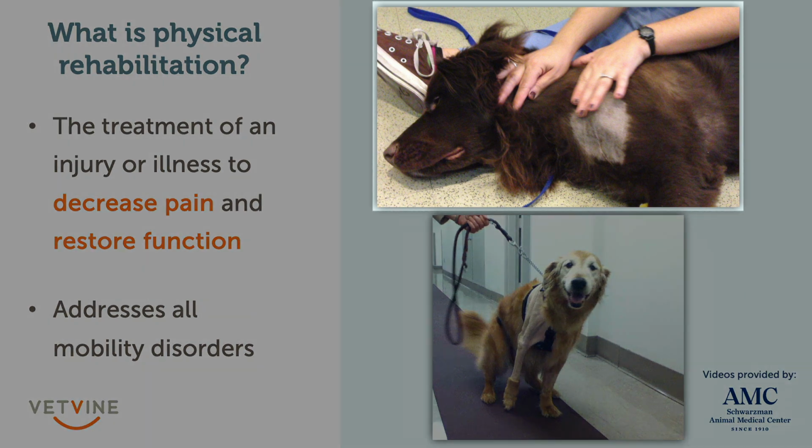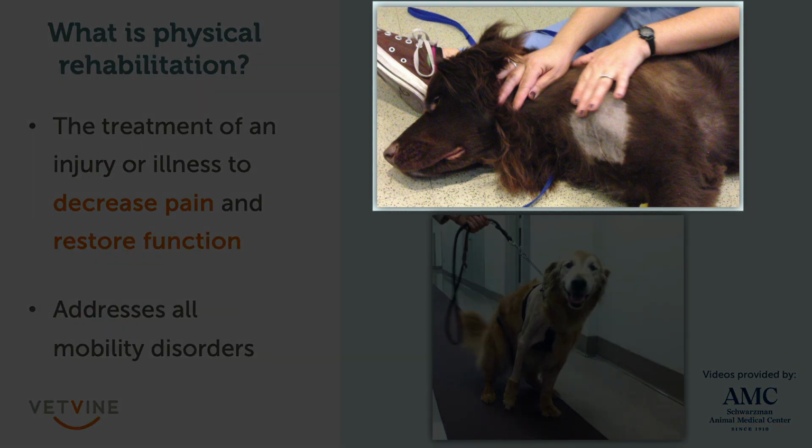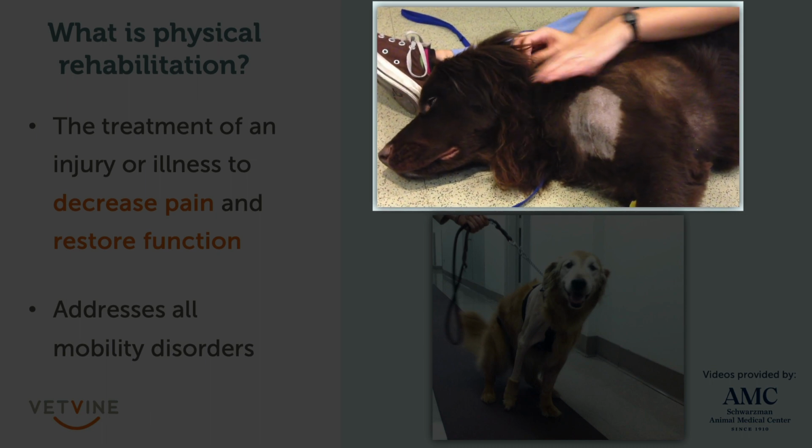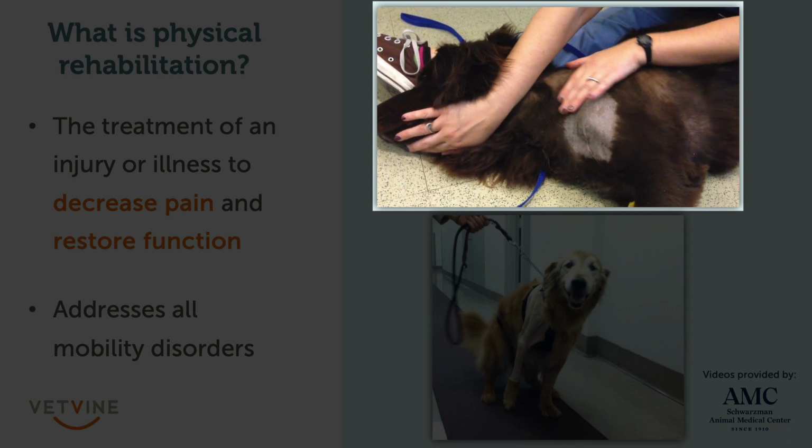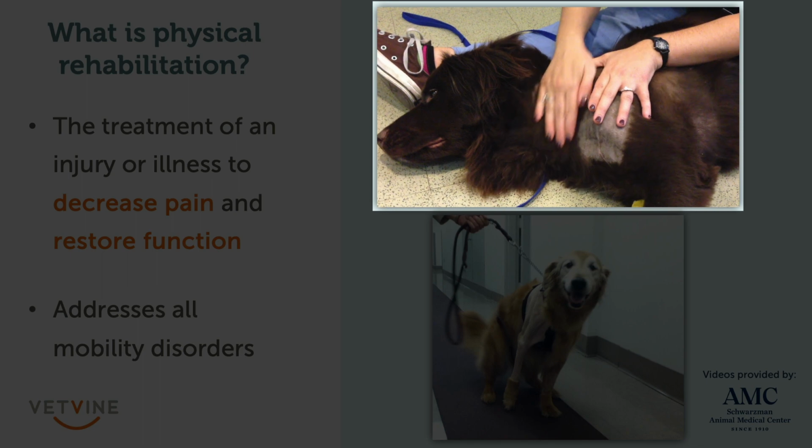So you can just see a couple of patients here. This patient on the top had a shoulder injury, but consequently to that shoulder injury, he had a lot of stiff muscles. So we're including massage. So it's not just about treating that one injury, but the surrounding tissues.